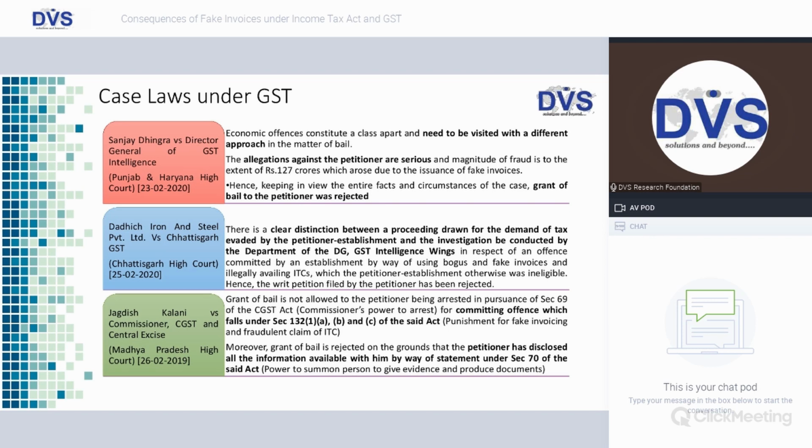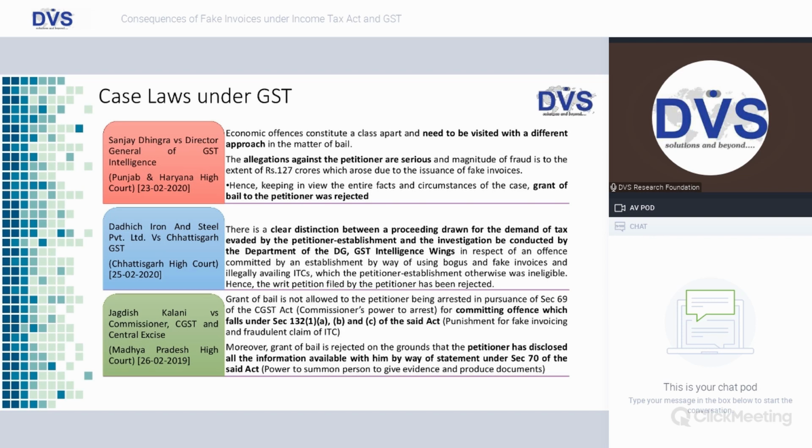Again, in another case, we saw that there was fake invoicing or wrong invoicing, but all the information was provided only by way of statement under Section 70. That is, only when summons were issued did the company or the concerned person provide the invoices and all the information.